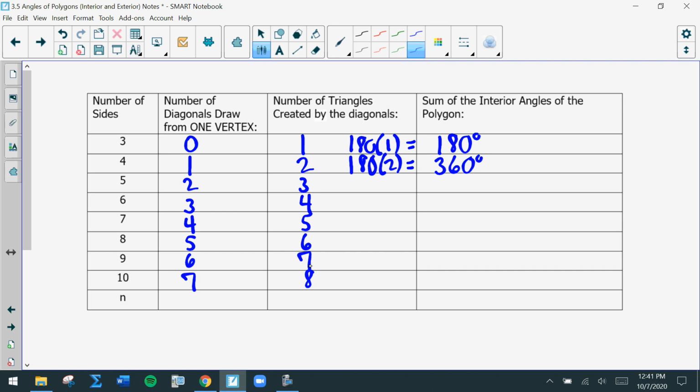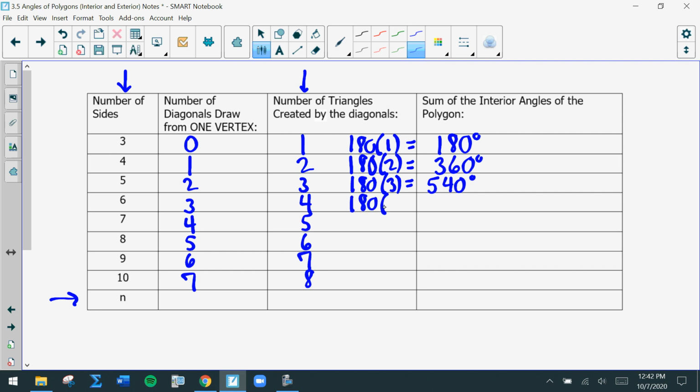Okay? So I'm going to leave this last column blank because this is for a polygon with n sides, so when we don't know the number of sides. But if I'm looking at the number of sides in this column and the number of triangles, we can find the interior angle measure. So for a 5-sided figure, we had to do 180 times 3 of the triangles to then get 540 degrees.